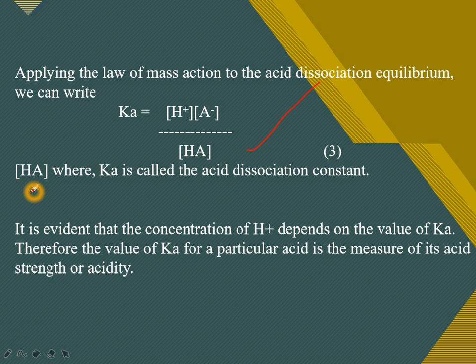From this it is evident that the concentration of H plus depends on the value of Ka. That is, the value of Ka for a particular acid is a measure of its acid strength or acidity. So the relative acidity of a particular compound can be determined from the value of Ka, the acid dissociation constant.